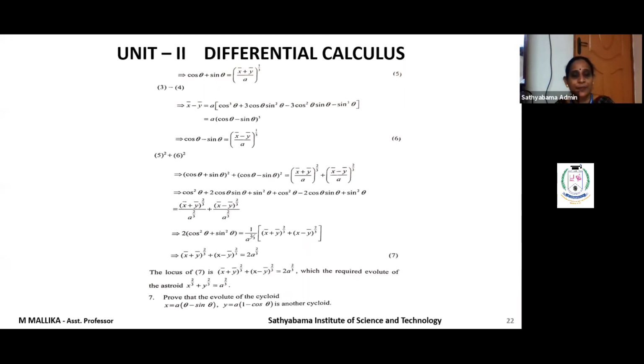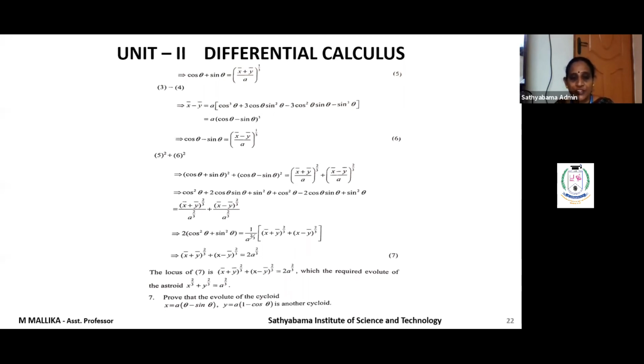So for rectangular hyperbola, your locus will be (x plus y) power 2 by 3 minus (x minus y) the whole power 2 by 3 is equal to (4a) the whole power 2 by 3. That is the final answer: (x plus y) power 2 by 3 minus (x minus y) the whole power 2 by 3 equals 4a power 2 by 3. Right? So for these 6 questions, you should know the parametric form.